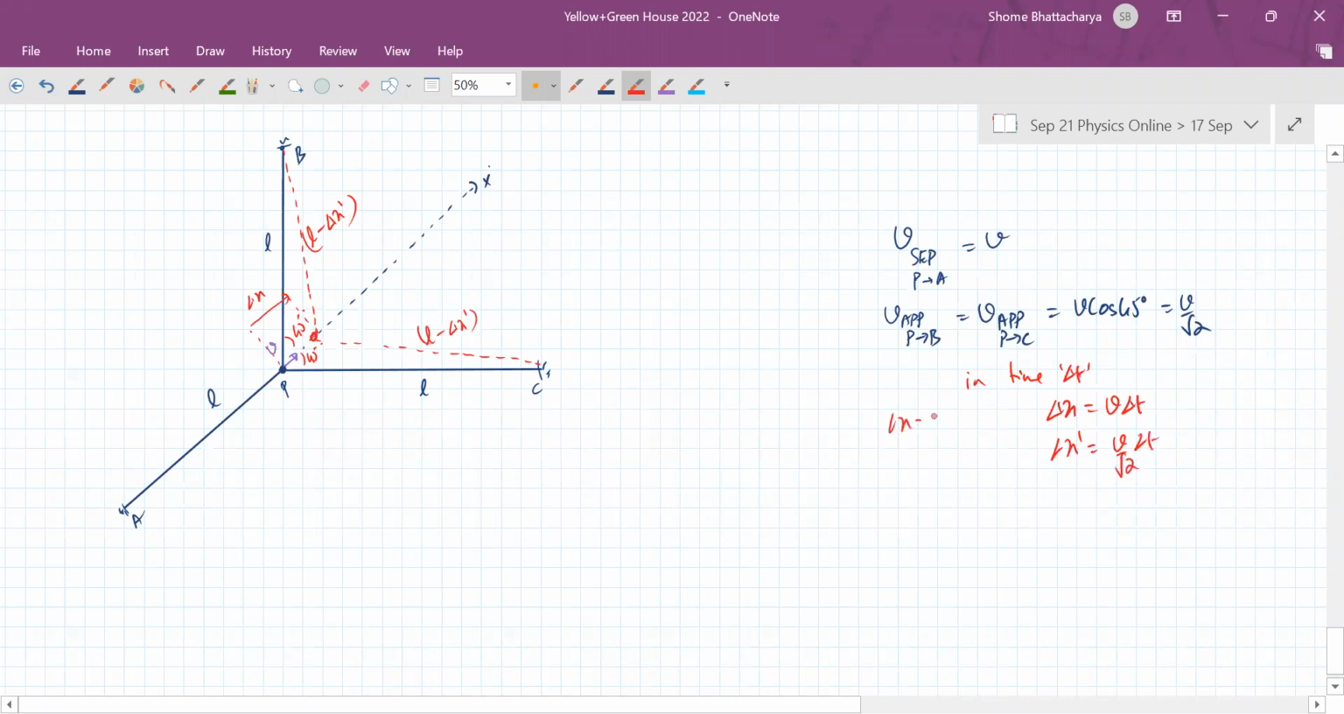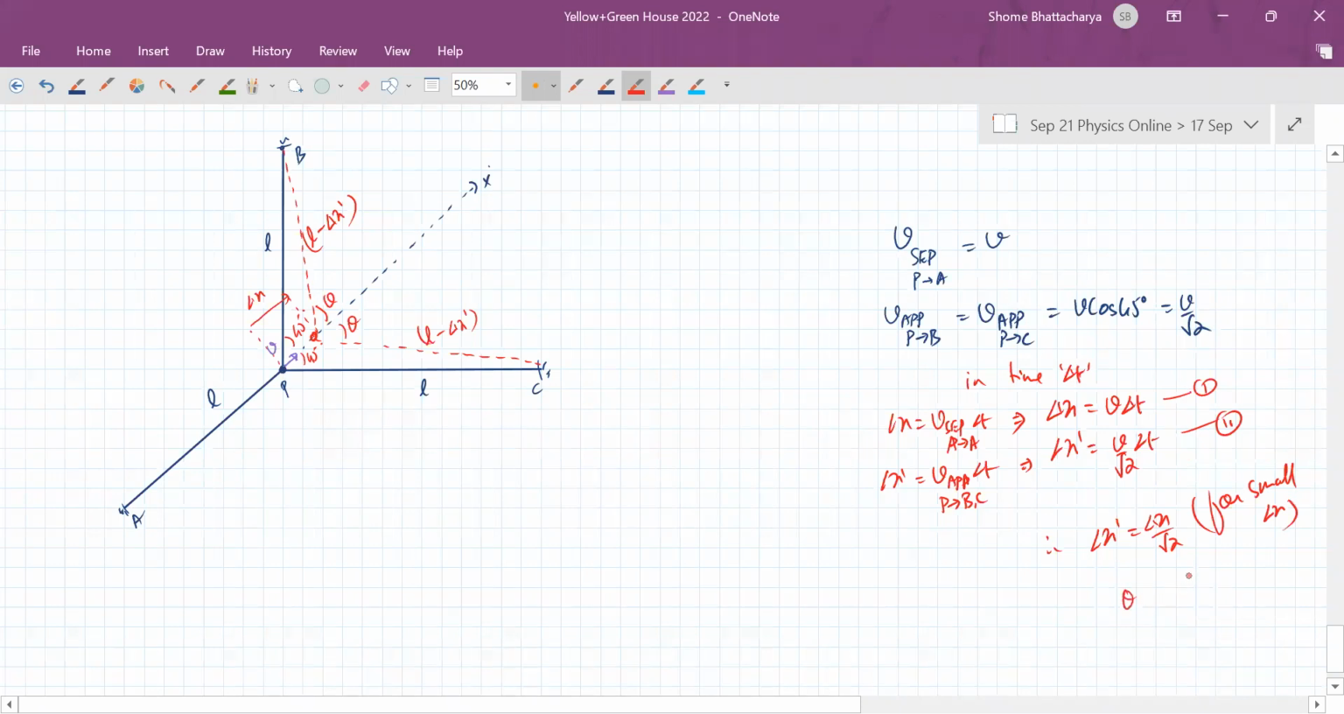Because this delta x is the separation velocity of P from A into time, whereas this delta x prime is the approach velocity of P towards B or C into delta t. So that's why it is. From this equation and this equation, you can see that delta x prime is delta x by root 2 for small delta x. And this angle is also more or less 45 degrees.